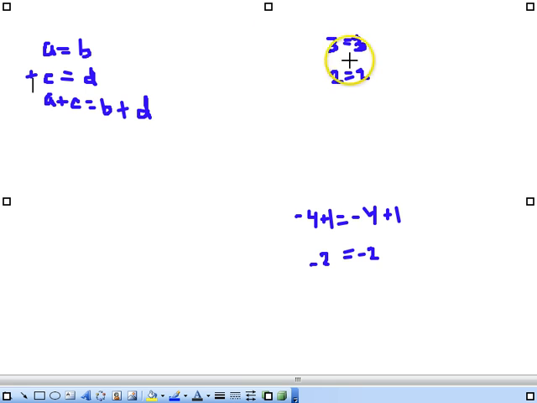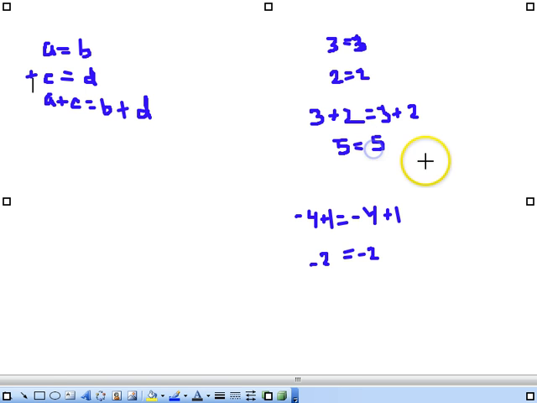I also wanted to show you in numbers how this works. So if you have 3 equals 3 and 2 equals 2, then you have 3 plus 2 equals 3 plus 2. And we know that's true, that those are equal. They are the same because they both equal 5, and 5 is equal to 5.